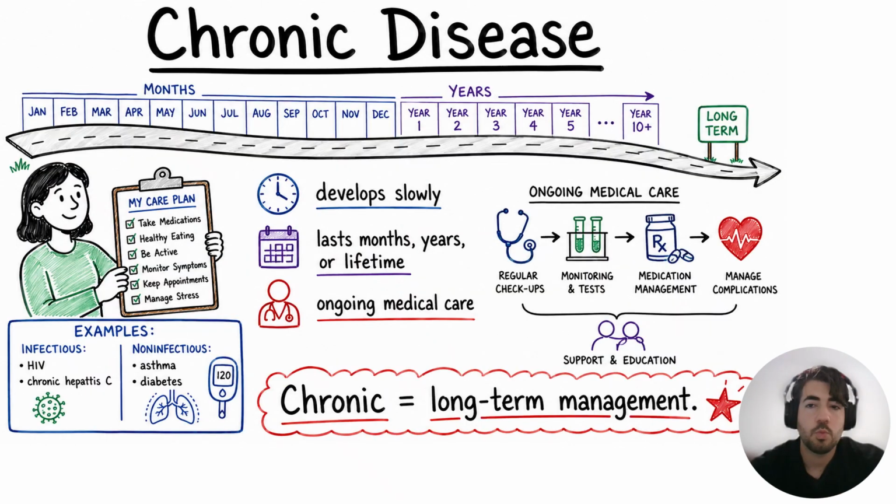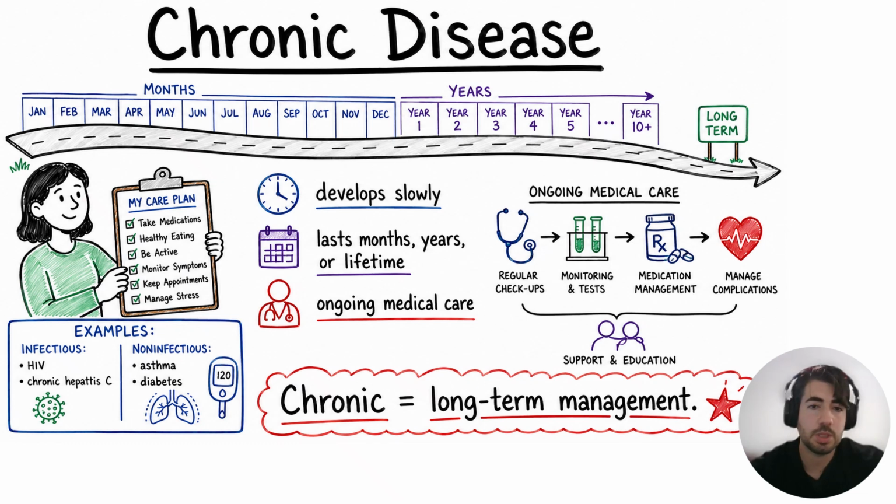Now, what is chronic disease? Chronic means a long time. So it usually develops more slowly and it can last for months, years, or your whole life. So a chronic disease often requires ongoing care. That can mean regular appointments, lab monitoring, medication, lifestyle changes, and a lot of patient education.